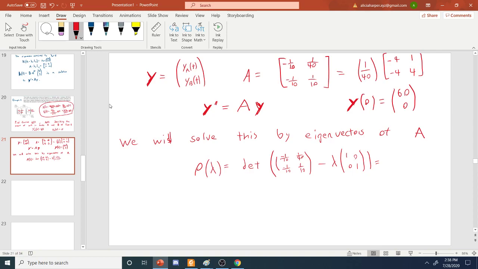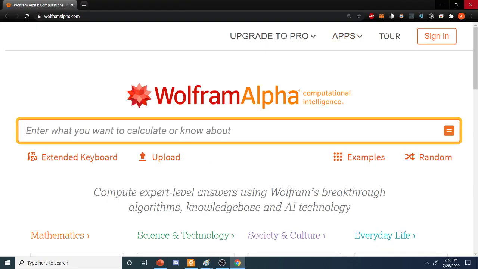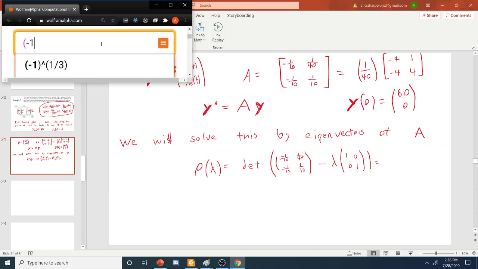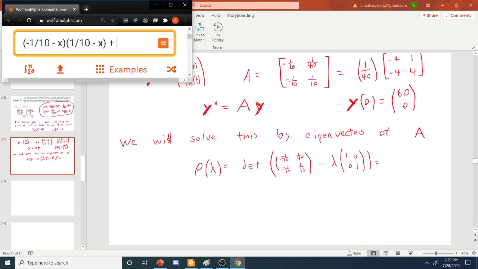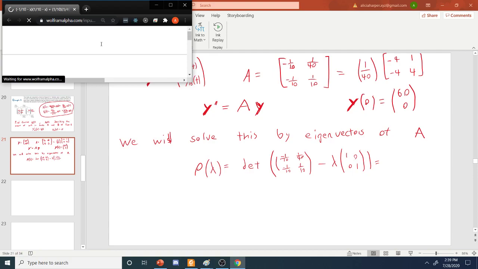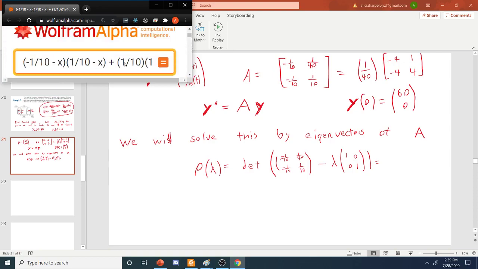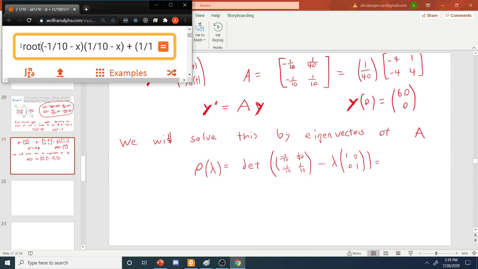Now, what I observe is that this determinant is going to be negative 1 over 10 minus x times 1 over 10 minus x, plus 1 over 10 times 1 over 40. It is going to be this. And so I want to find the roots.